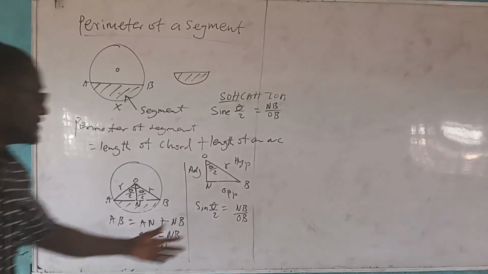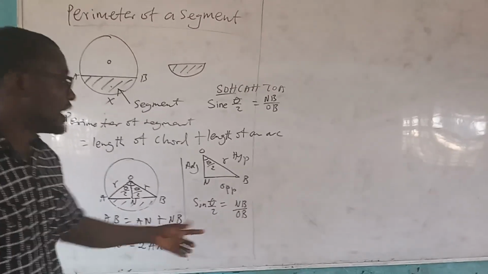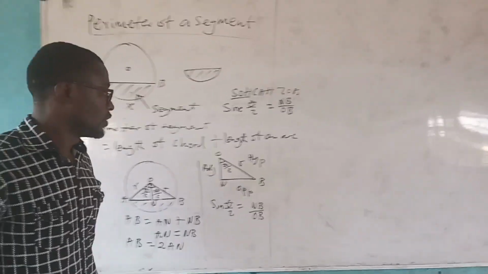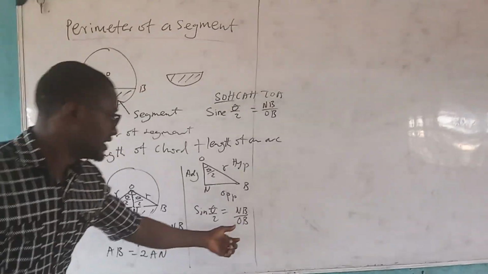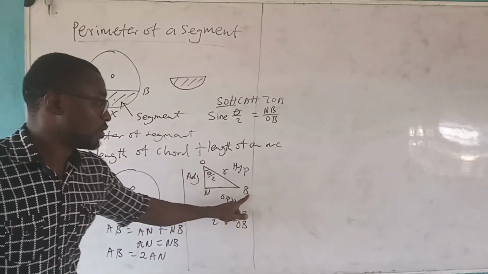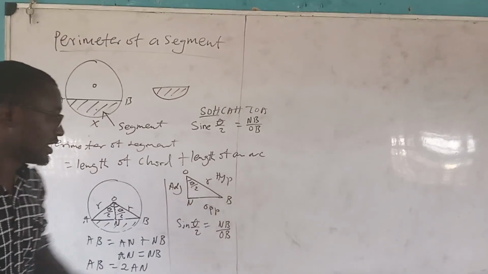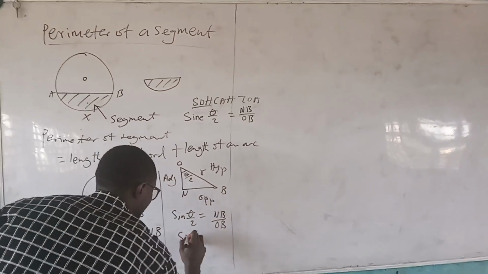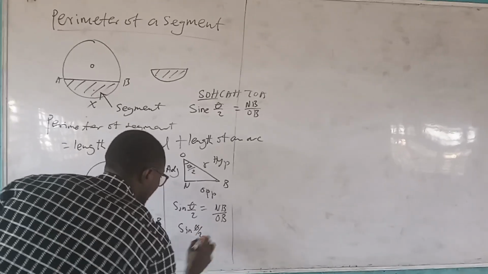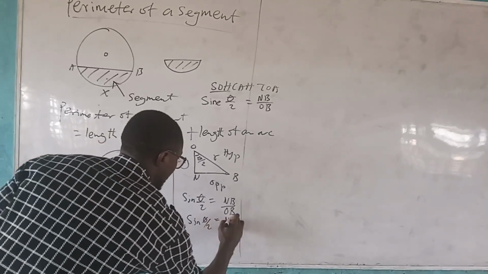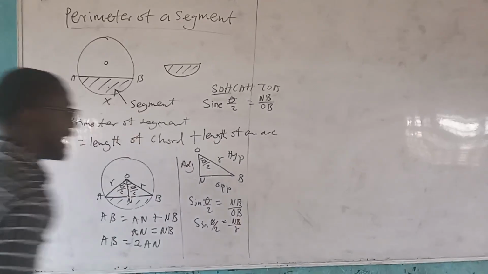If you have this, we can now go ahead and substitute the value of our OB. We know that our OB is given as this very radius we are seeing, which is R. So we can have this as sine theta over 2 is equal to NB all over R.